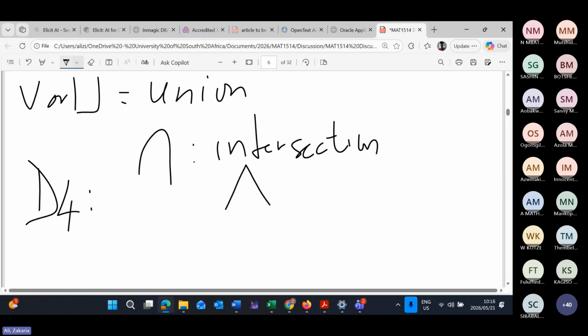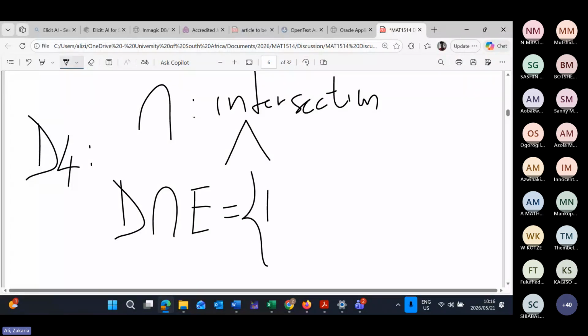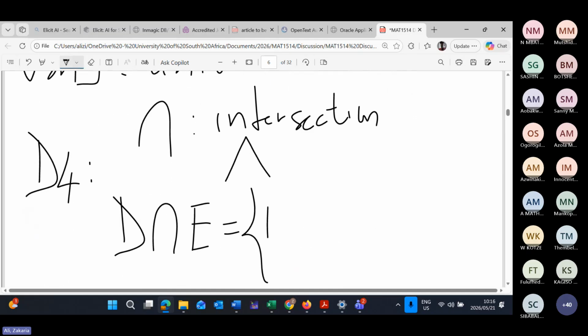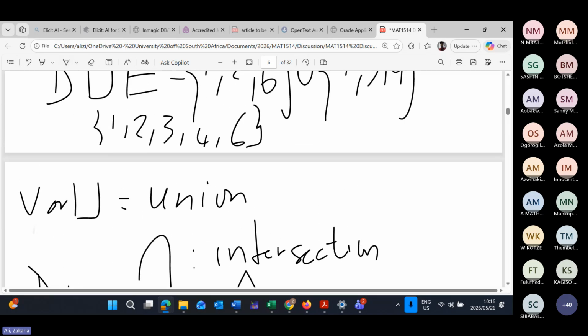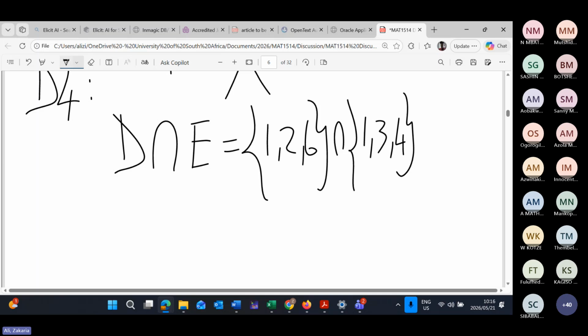Sometimes it's represented by a wedge, which is like a V upside down. We call it a wedge in mathematics. Now the question is, how do you define this? If I take the same set D, which is 1, 2, and 6, and intersect it with the set E, which is 1, 3, I can't remember the number, and 4, then the intersection means the elements that are actually appearing in both sets.